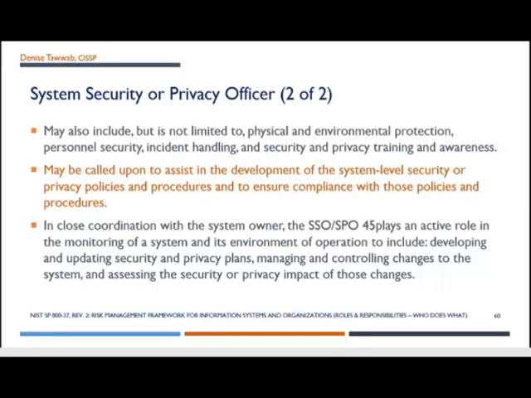The role may also include, but is not limited to, physical and environmental protection, personnel security, incident handling, and security and privacy training and awareness. The system security or privacy officer may be called upon to assist in the development of the system-level security or privacy policies and procedures, and to ensure compliance with those policies and procedures. In close coordination with the system owner, the system security officer plays an active role in the monitoring of a system and its environment of operation, to include developing and updating security and privacy plans, managing and controlling changes to the system, and assessing the security or privacy impact of those changes.